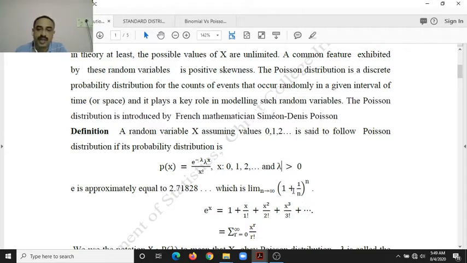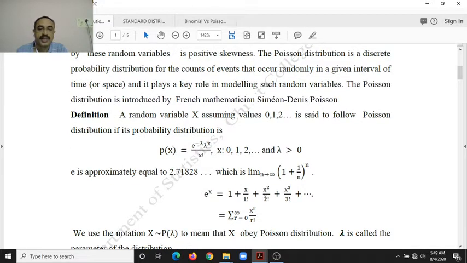We know that when n is 1, it is 2, and n is 2, 1 plus 1 by 2 whole square, and it goes like that. When n becomes larger and larger, this 1 plus 1 by n whole power n becomes closer and closer to 2.718, etc. It is non-terminating and non-recurring value. So we consider approximately up to 4 or 5 digits. Anyway, it is the limit of 1 plus 1 by n whole power n.